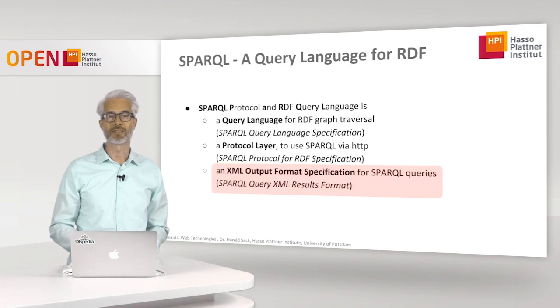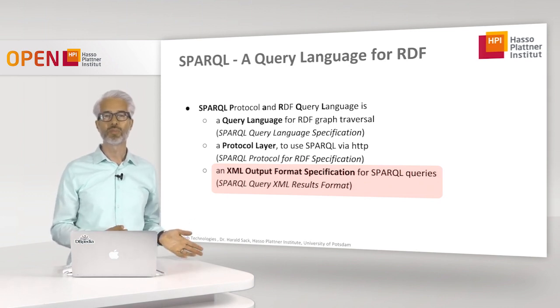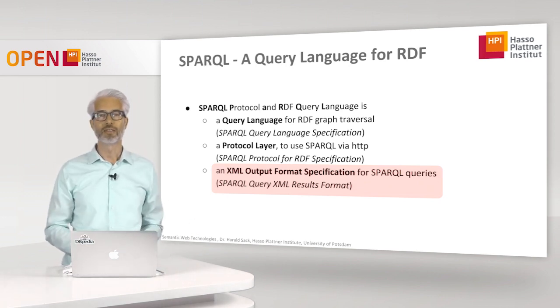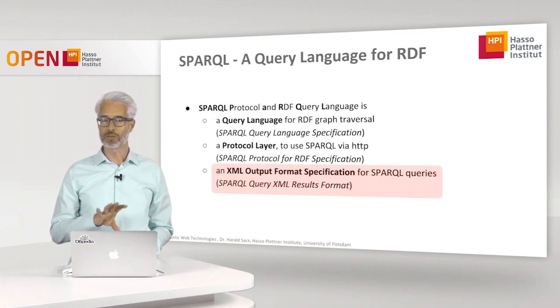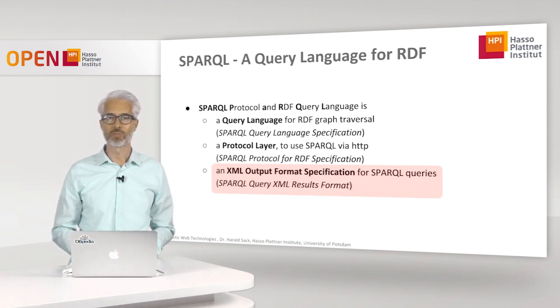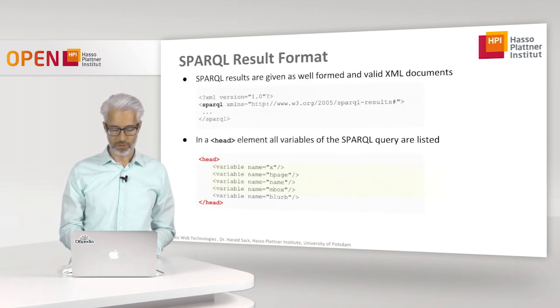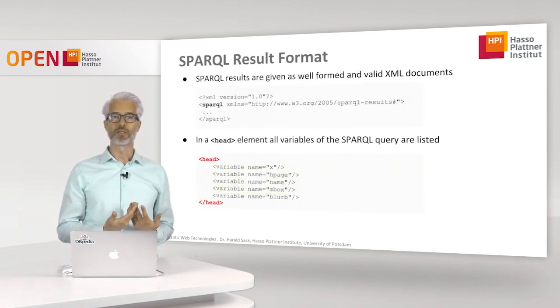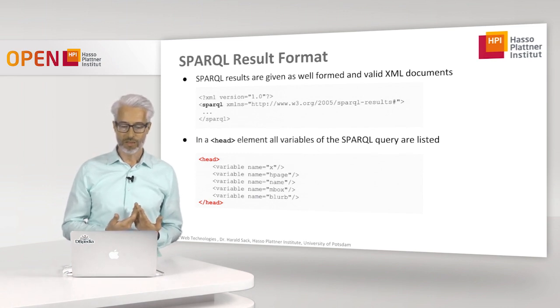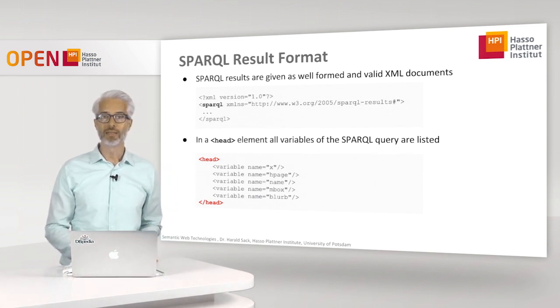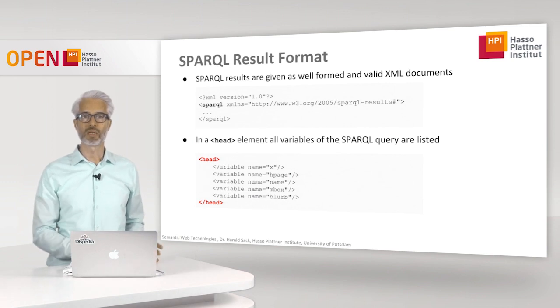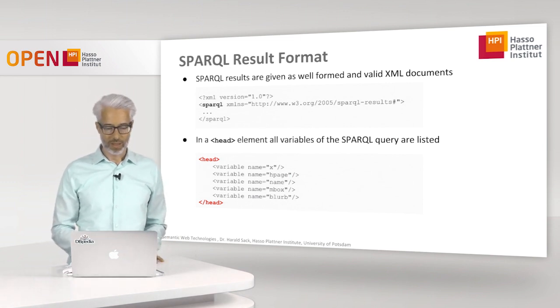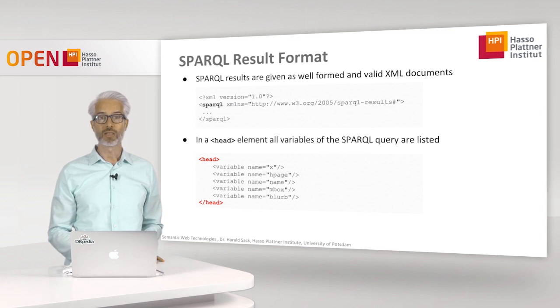So we know this already, that the SPARQL language has the query component, the protocol layer, and also the output specification. And we want to start today here with the XML output specification format for SPARQL queries. What the SPARQL endpoint usually returns to you is an XML formatted document, a well-formed XML document, that is structured in the way you see here.